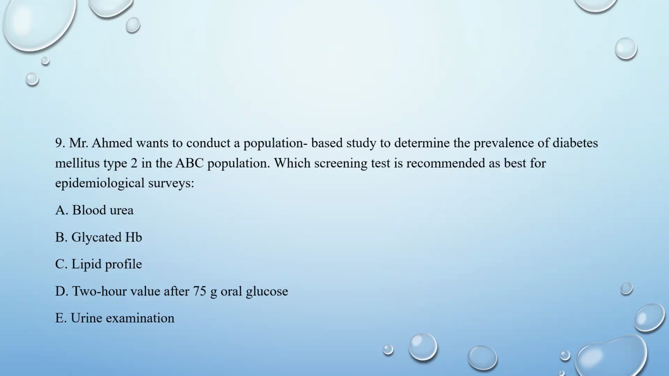The ninth MCQ: Mr. Ahmed wants to conduct a population-based study to determine the prevalence of diabetes mellitus type 2 in ABC population. Which screening test is recommended as best for the epidemiological surveys? A. Blood urea. B. Glycosylated hemoglobin. C. Lipid profile. D. 2-hour values after 75 gram oral glucose. E. Urine examination.